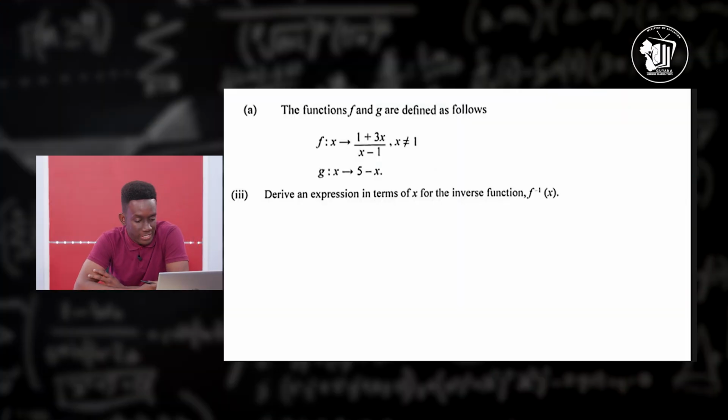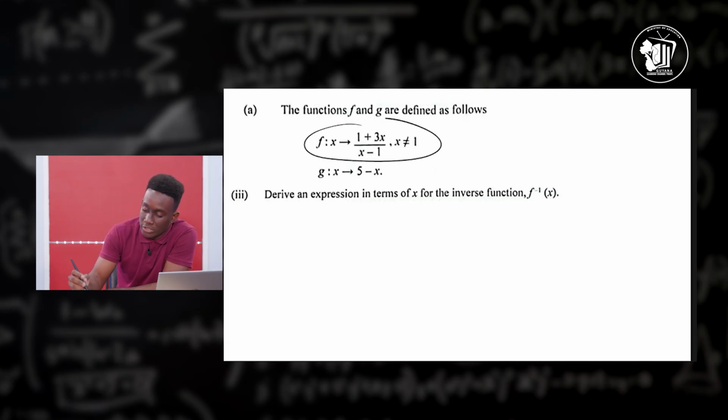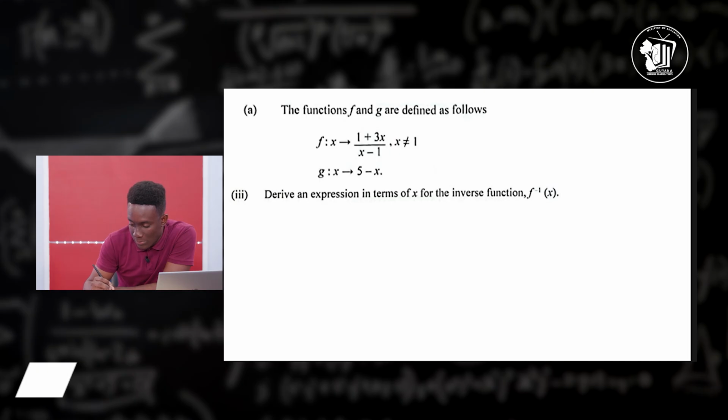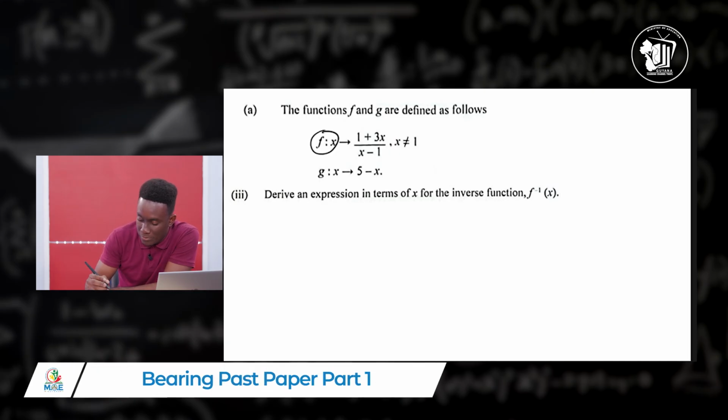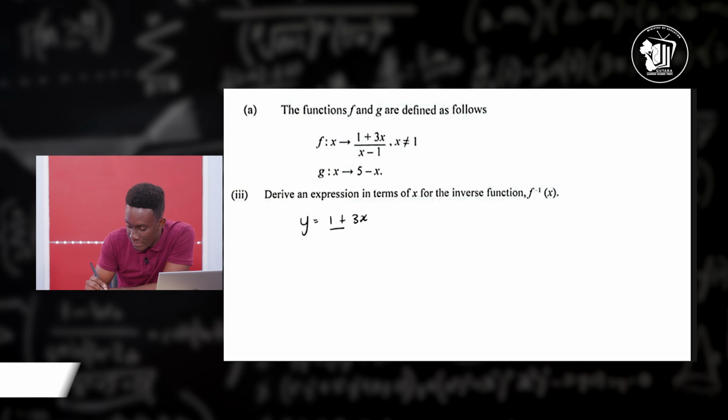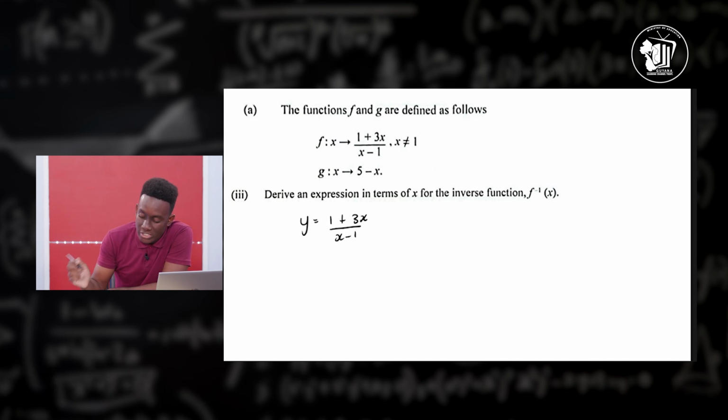So last but not least, they asked us to derive an expression in terms of x for the inverse function, f inverse of x. So you want to find the inverse of this function. So step 1, instead of writing f of x, we replace that with y. So we'll have y is equal to 1 plus 3x, all divided by x minus 1. That is step 1. Step 2, we interchange the x and the y. This means wherever we have x, we'll put y, and wherever we have y, we'll put x.